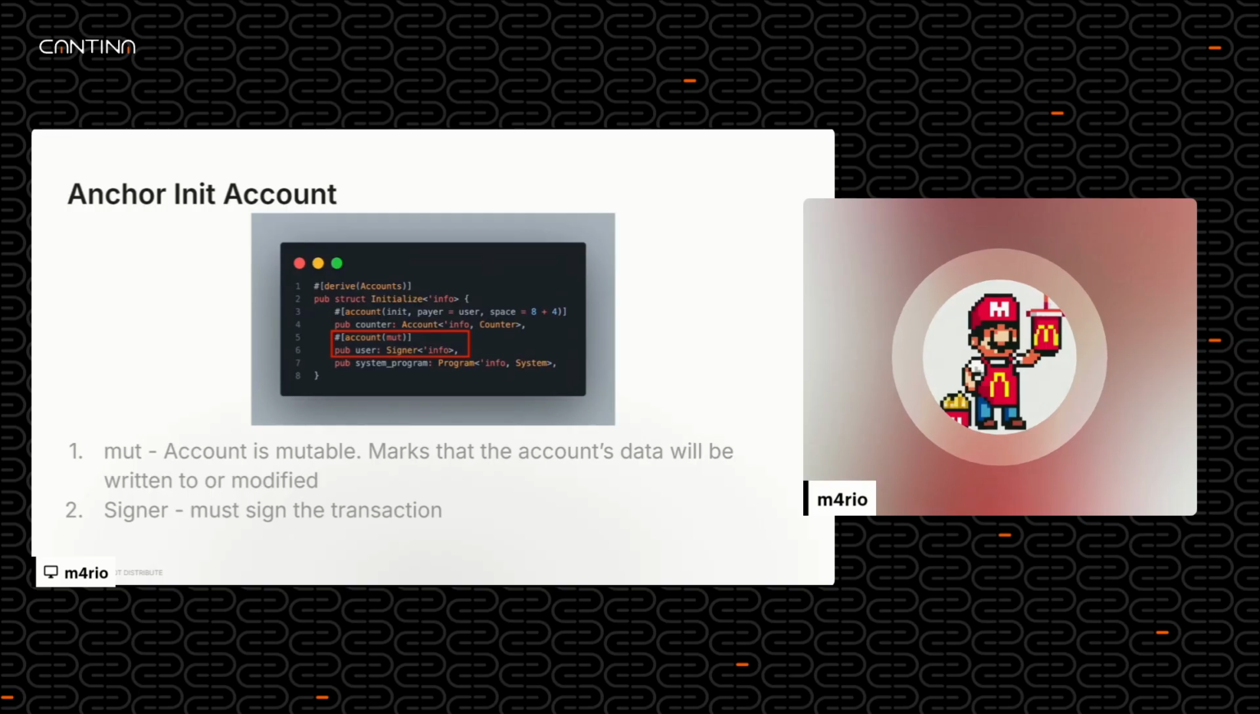Now you may wonder, why don't we have mut on the counter? Because if mut means that the account is mutable, the counter is also mutable, right? Well, init does that for you. So again, another cool feature of Anchor is that it also abstracts away a lot of boilerplate that you would otherwise have to write. So you don't need to specify mut for the counter because init will do that for you.